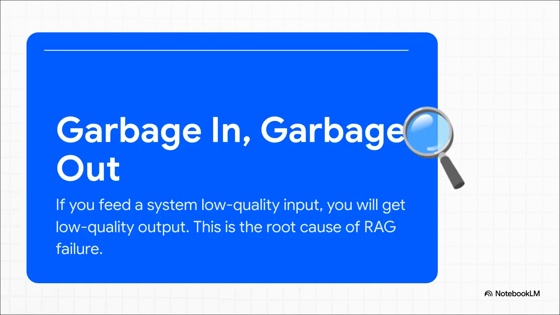This all boils down to one of the oldest rules in computing, and it is so true here: garbage in, garbage out. If you feed these incredibly powerful AI models a bunch of jumbled, out-of-context junk from your documents, you can't really be surprised when you get junk, hallucinations, back out. The failure isn't at the end of the line, it's right at the very beginning.